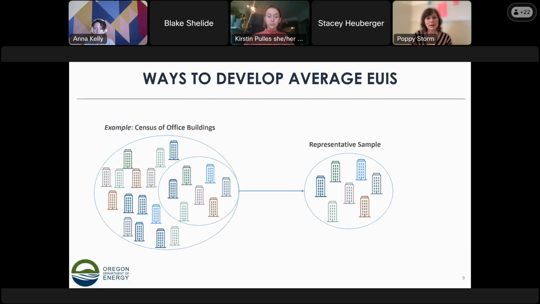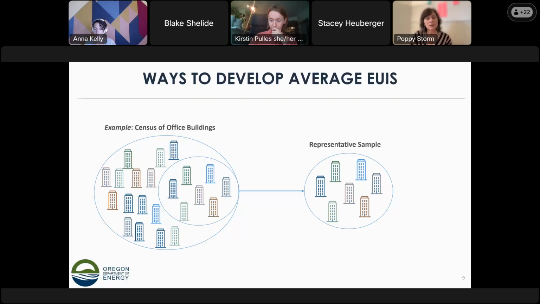So there are several ways to develop average EUIs, and all of those data sets that I was referring to, the national and the regional, for example, those are representative samples. So that's what we see on the right side here. And that's where we're taking a representative sample of buildings from a much larger set of buildings, all of the buildings in a specific region, and we're using that sample to develop the average EUI. There are other ways of developing average EUIs, and that's just to take the entire census of buildings for a specific area. Unfortunately, we don't have that census of buildings for the entire state of Oregon, but we do have a representative sample of the Northwest, and we also have a representative sample of the national EUIs.